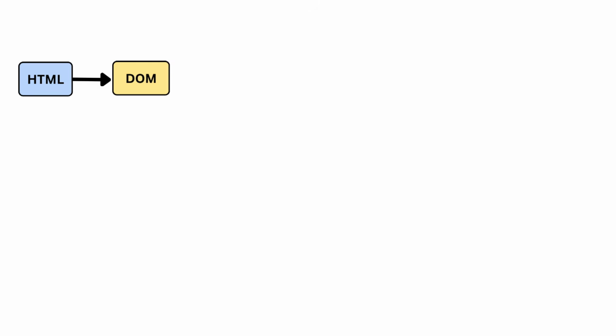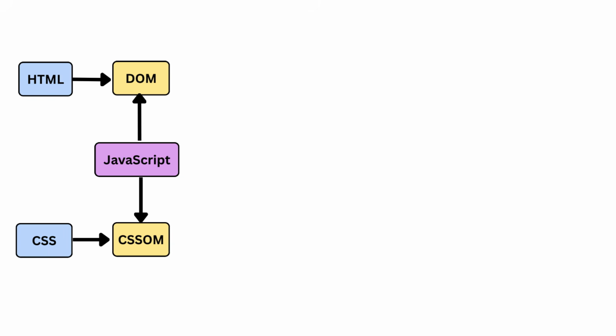Once HTML is parsed, CSS is processed, and JavaScript execution is complete, the browser now has the DOM, representing the content, and the CSSOM, representing the styles. Next, the browser combines these into the render tree. This includes only the elements that are actually visible on the screen, along with their computed styles.